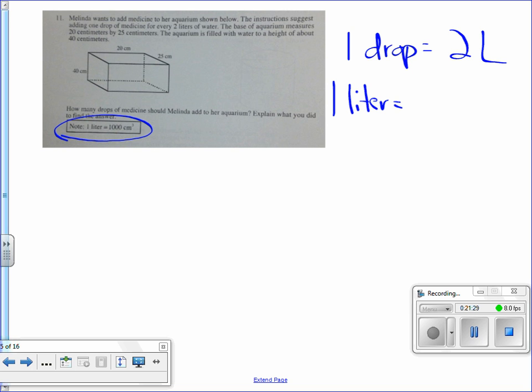equals 1,000 cubic centimeters, which is the same as 1,000 milliliters. Let's find out what the volume is. Well, if this is 20, then this is 20, then this is 20. If this is 25, that's 25. So the area of the base is 20 times 25.